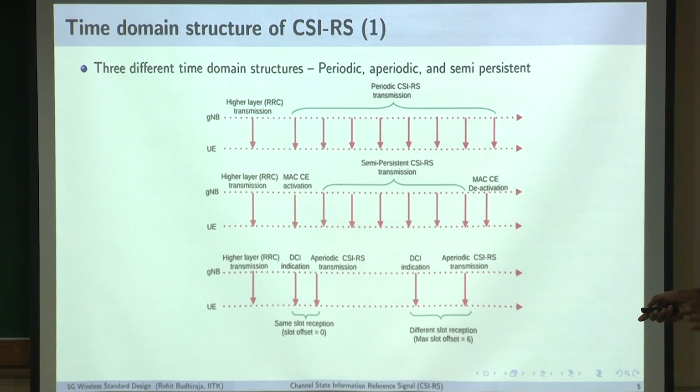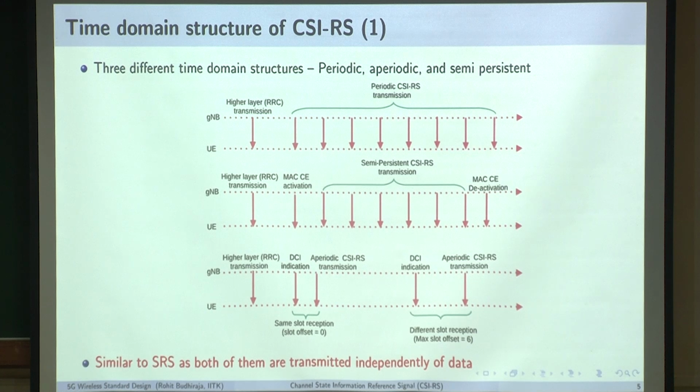Then we did not discuss in the context of SRS, what is this same slot reception? What is this DCI telling? If the slot offset is 0, it means that the CSI-RS is being transmitted in the same slot. If the slot offset is 6, it will be transmitted after 6 slots. So that period is configured for CSI-RS, we will see that. This is broadly the idea, and I am not going into detail because we have discussed this in the context of SRS anyway.